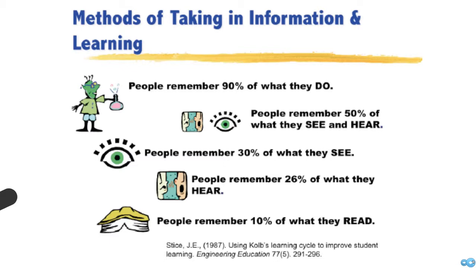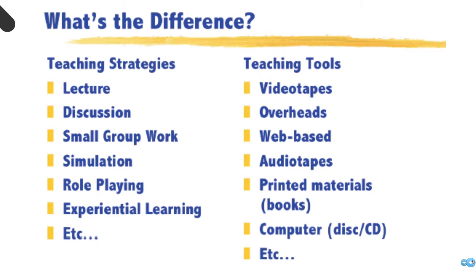Now, when we're talking about methods and taking in information and learning, think about the chart here. And how much do we have to include opportunities for students to do? So keep this in mind when we're talking about information and learning. And what's the difference? We have our strategies and we have our tools.